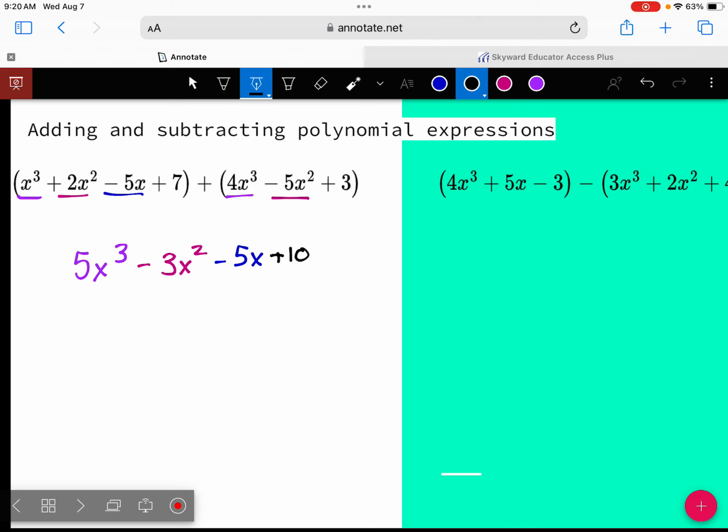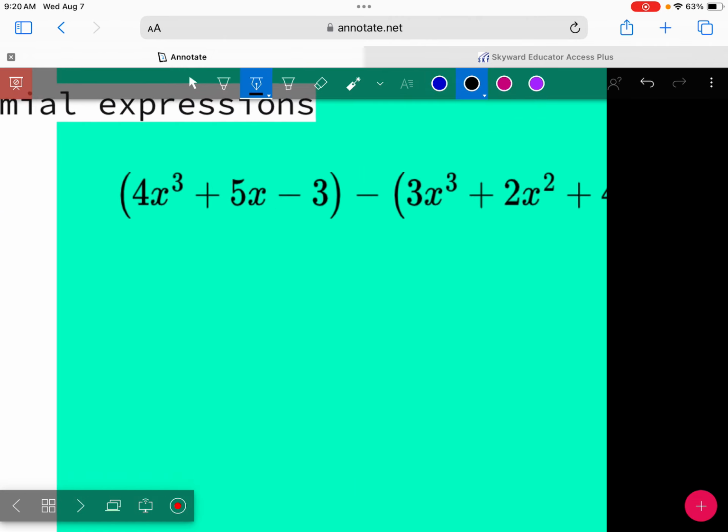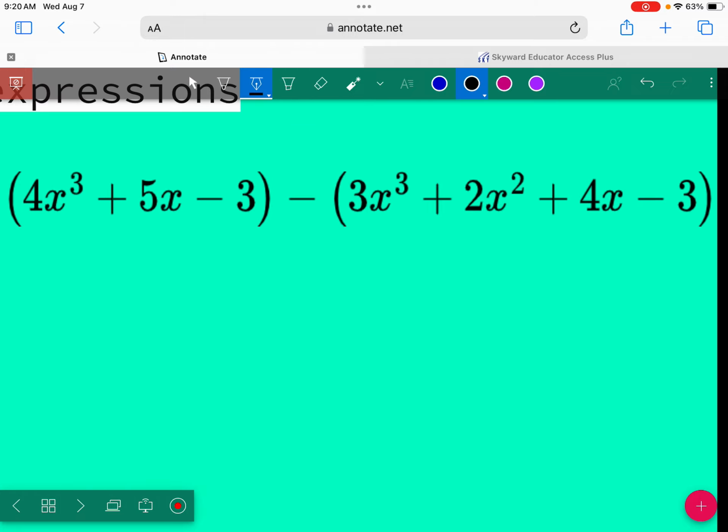So adding and subtracting polynomial expressions is just combining like terms. Let's do another one. And I'm going to give you guys a second to write it down because I know these have a gazillion pieces.